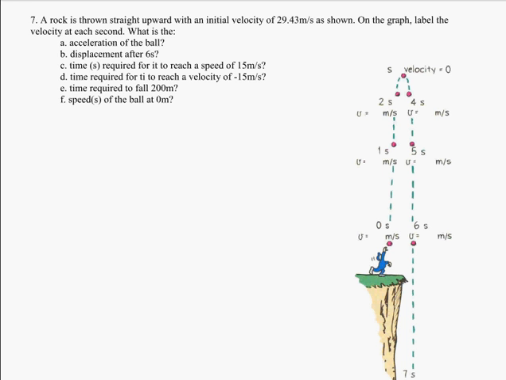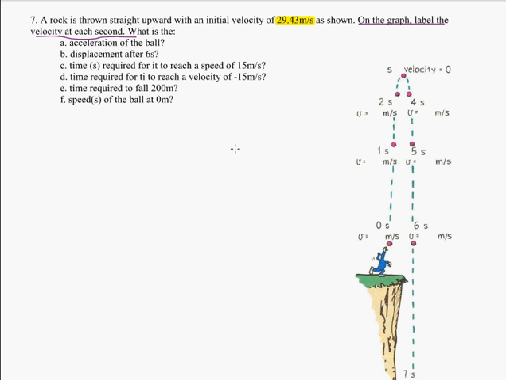Okay guys, a rock is thrown straight upward with an initial velocity of 29.43 meters per second, as shown on the graph. Label the velocity at each second. What is this stuff right here? We're going to ignore that and do it last. The first thing we're going to do is label the velocity at each second on the graph.